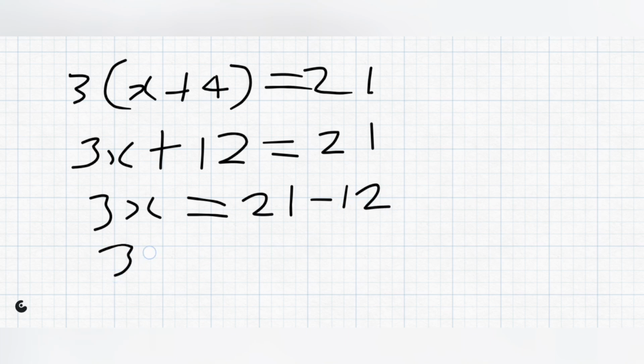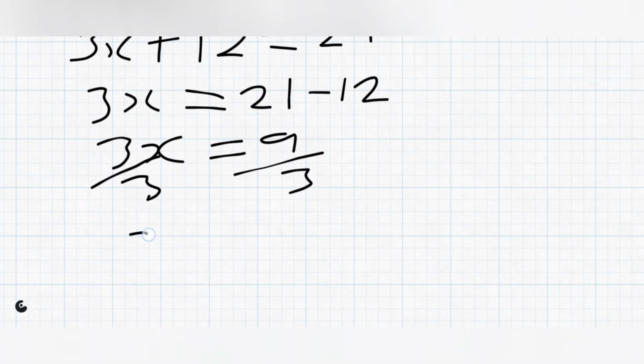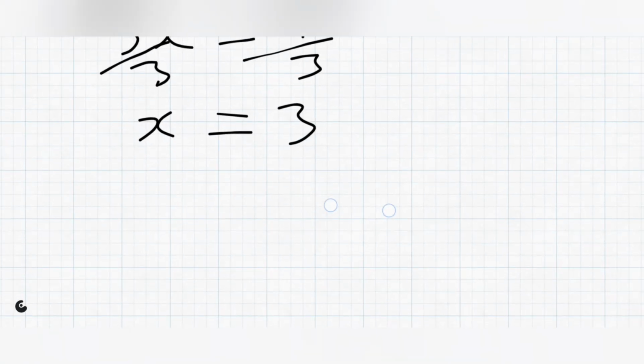Now 3x will be equal to 9. Divide both sides by 3 to isolate x. So x now will be equal to 3. Let's try another problem, number 2.